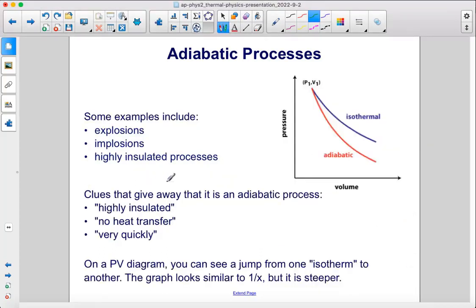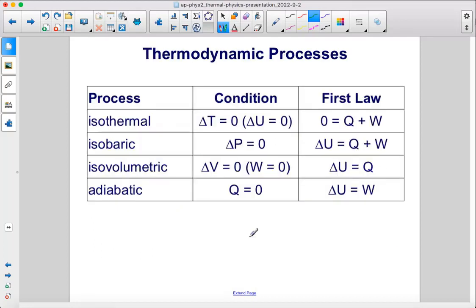Some examples of adiabatic processes include explosions, implosions, and highly insulated processes. Clues that give away that you are dealing with an adiabatic process include highly insulated, no heat transfer, or very quickly. On a PV diagram, you can see a jump from one isotherm to another. The graph looks similar to 1 over x, but it is steeper. So here we have an isotherm, and there we have an adiabatic curve. Here we have a summary of the 4 processes, their specific conditions, and how the first law of thermodynamics can be applied to each of them.